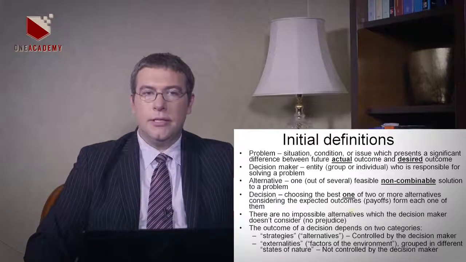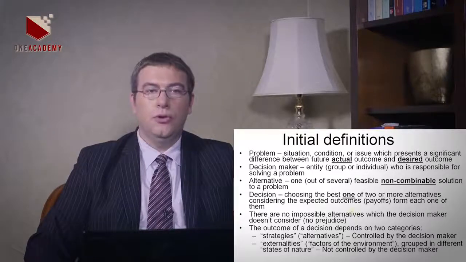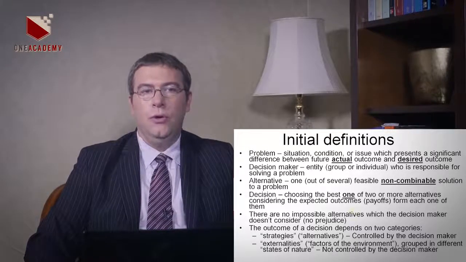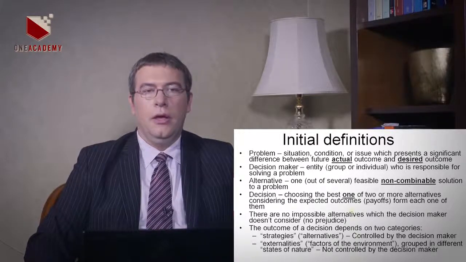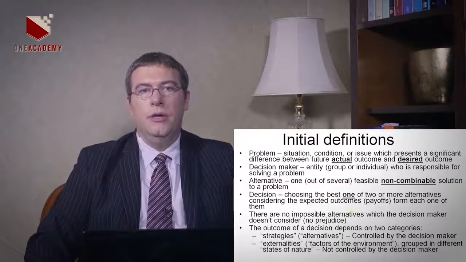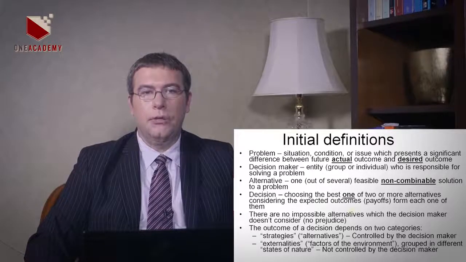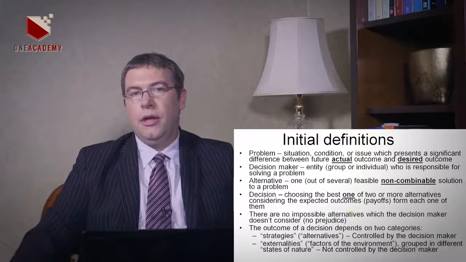Okay, next definition is a decision maker. This is an entity, it could be a group or an individual, who is responsible for solving a problem. Next, alternative. One out of several feasible, non-combinable solutions to a problem. So I would like to explain here a bit more.